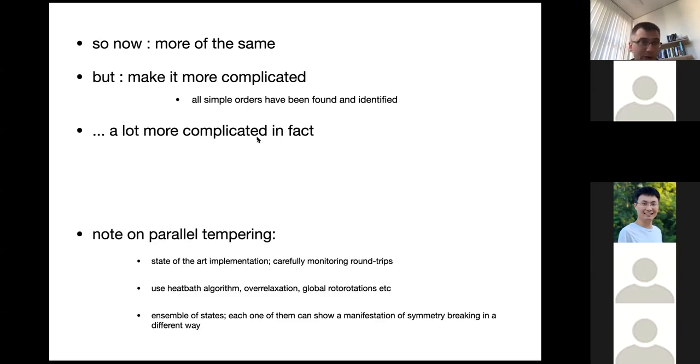So what we will use next, and this is for the experts, we will use a lot of parallel tempering for frustrated magnets. We have a state-of-the-art implementation, and we are carefully monitoring round trips. We use heat bath, over-relaxation, global rotor rotations, and, if known, other tricks. But note that the output of a Monte Carlo simulation is always an ensemble of states, and each one of them can show a manifestation of symmetry breaking in a different way. This is something that you must keep in mind when comparing the data.